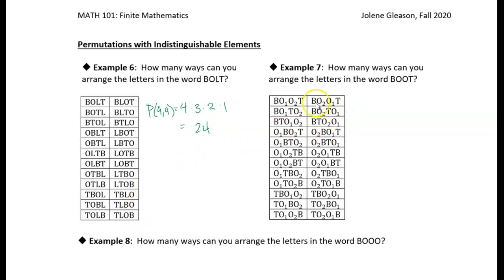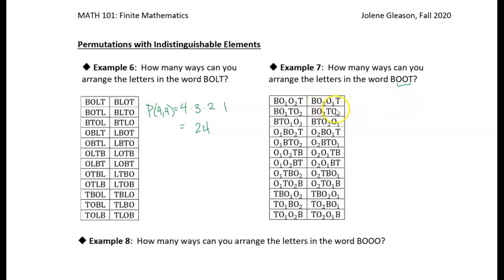All right, so what's happened in the next example? Now I have the word boot instead. It's the same question basically. How many ways can you arrange the letters in the word boot? Okay, the trouble here is that we now have these 2 O's and they're really indistinguishable from each other.